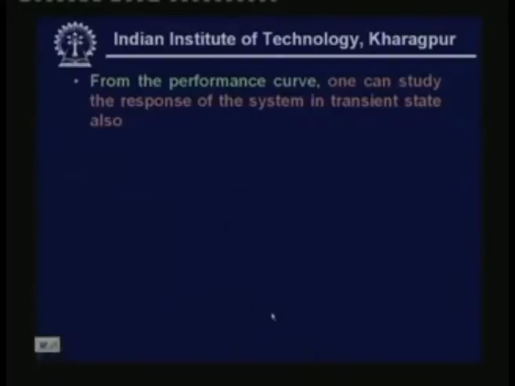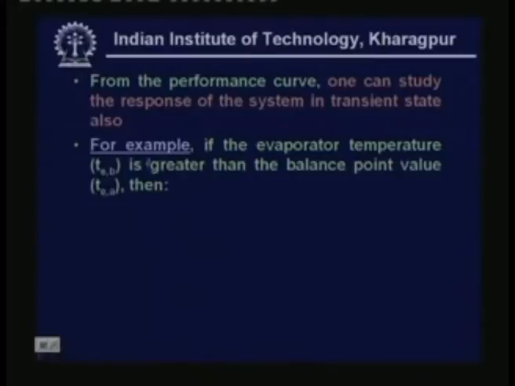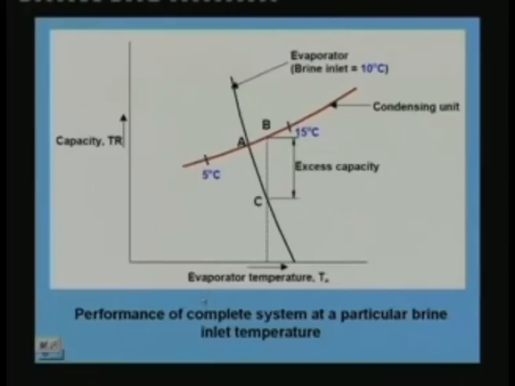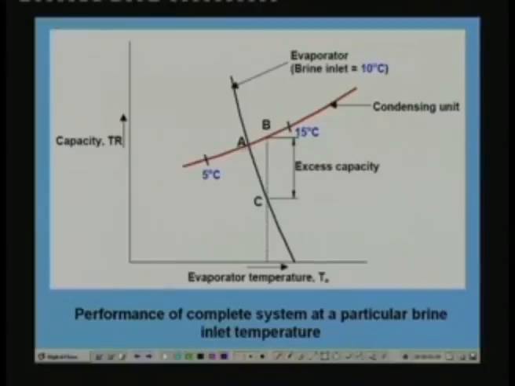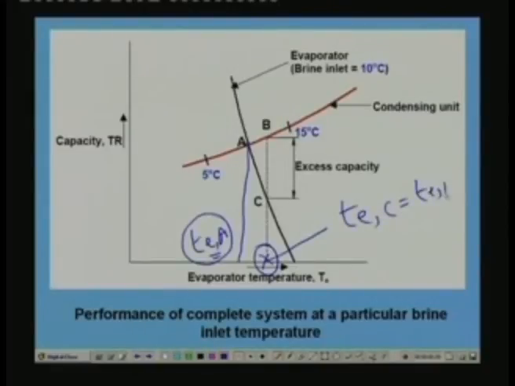From the performance curve, one can study the response of the system in transient state also. For example, as I said, this is a balanced point, and at this balance point, let us say that TA is the evaporator temperature at balance point. Let us say that due to some reason now the system is in a transient state, and at this transient state, this is the evaporator temperature. To start with, let us say that we have evaporator temperature TEC is equal to TB.